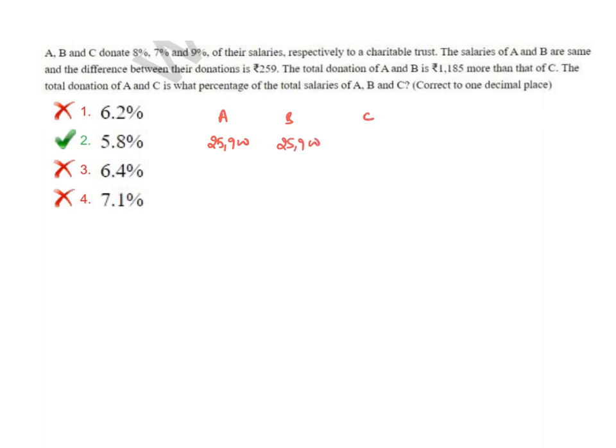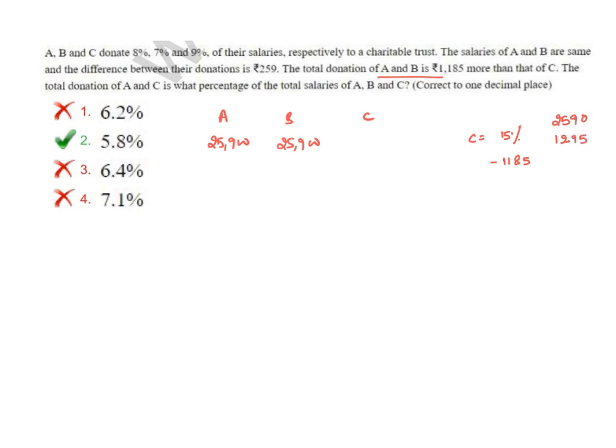Now, 1% is 259. The total donation of A and B is 1185 more than C, which means C is 1185 less than A and B donation. A and B donation put together is 15% of A and B, which means A, you can find it out, minus 1185. That's a donation of C. 15% will try to find it out. For 10% is 2590. 5% is 2600 by 2 is 1300. 1300 minus 5 you do 1295.